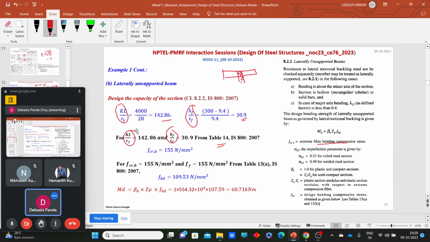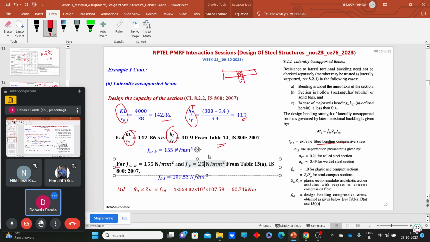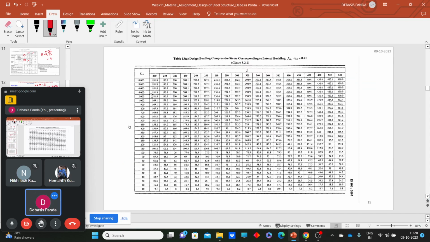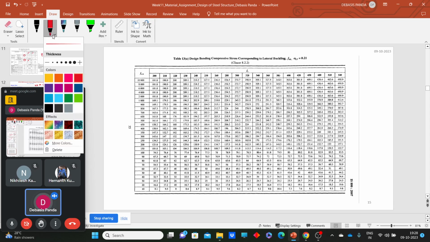So now we have the value of FCRB. What we need to calculate now? We need to calculate the value of FBD. So from where we can get the value of FBD? From table number 13A. So let's go to the table number 13A, and for FCRB 155 and FY 250. FY, please make it 250. Then we can find out the value of FBD. So let's quickly go there. So we have 155 and Fy is 250. So here you can directly calculate the value of FBD.